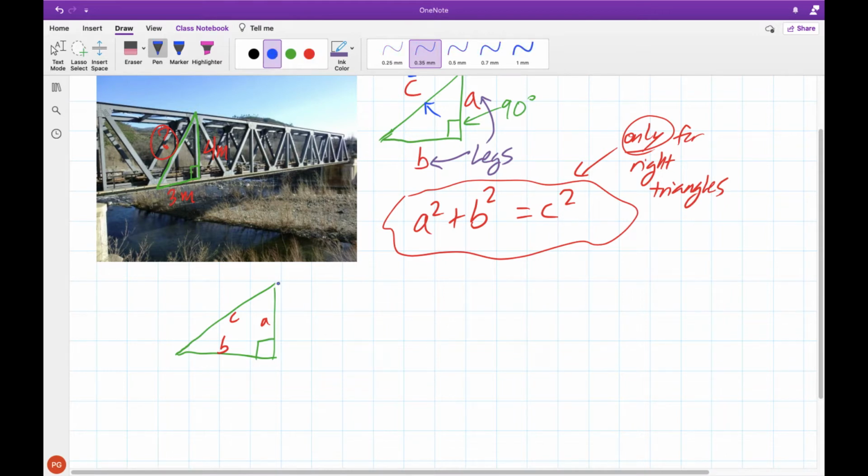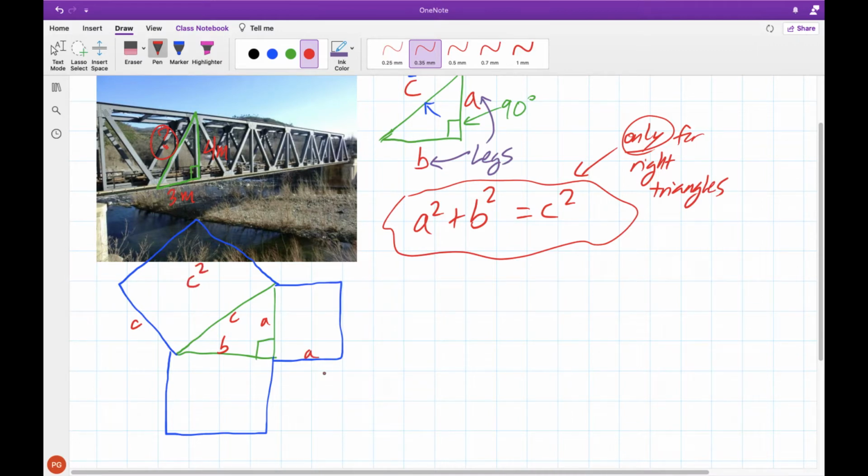Another way that we can understand this Pythagorean theorem, a squared, b squared, and c squared, is by drawing squares on the side of our triangle here. If this is a square right here, that means this side is C, that means this side is also C, so this area would be equal to C squared. This side is A, this side is also A, this area would be equal to A squared. Same thing over here, B on each side, that tells us the area is B squared.